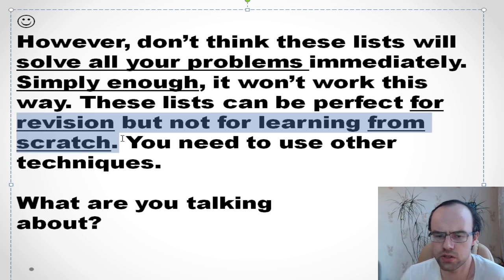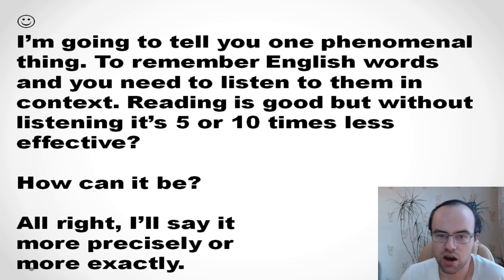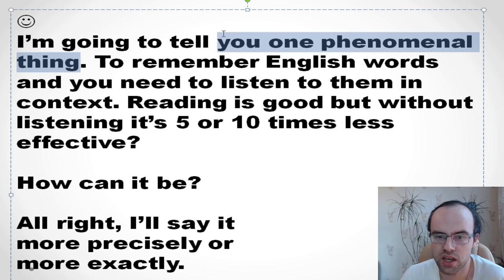Why do people think so? It's an illusion, it's a myth. You need to use other techniques. What are you talking about? Please listen. I'm going to tell you one phenomenal thing. It means a very, very important thing, of great importance, and it's like a scientific discovery, a very big discovery. To remember English words, you need to listen to them in context. Yes, a very important thing, to listen to them in context.